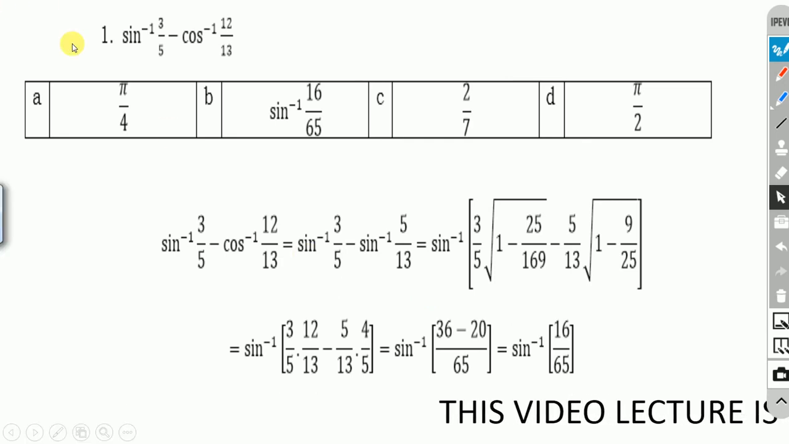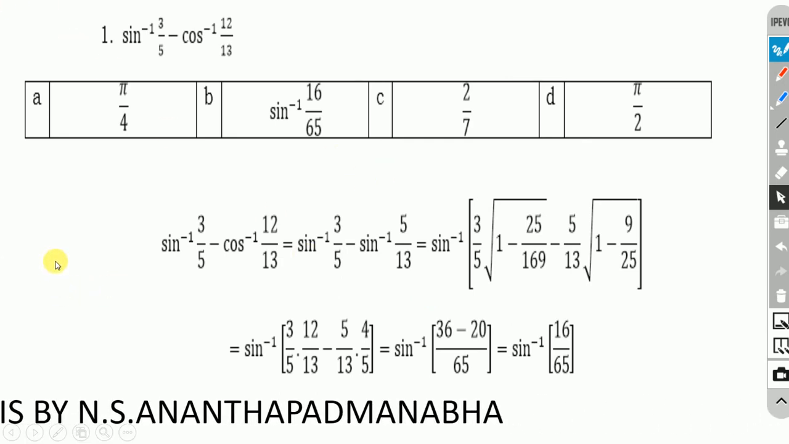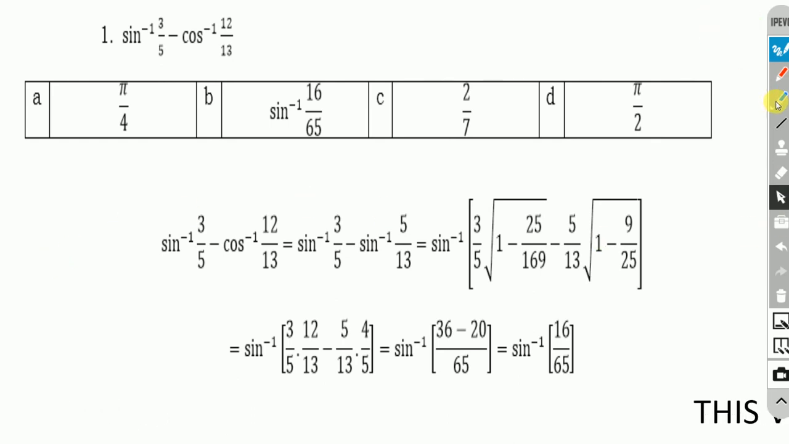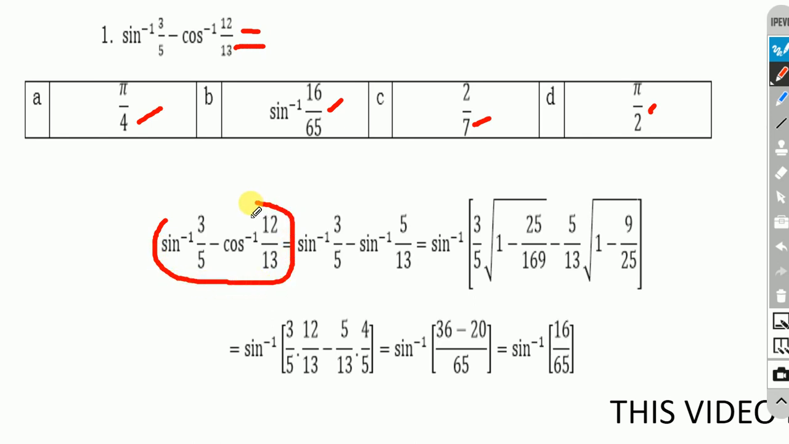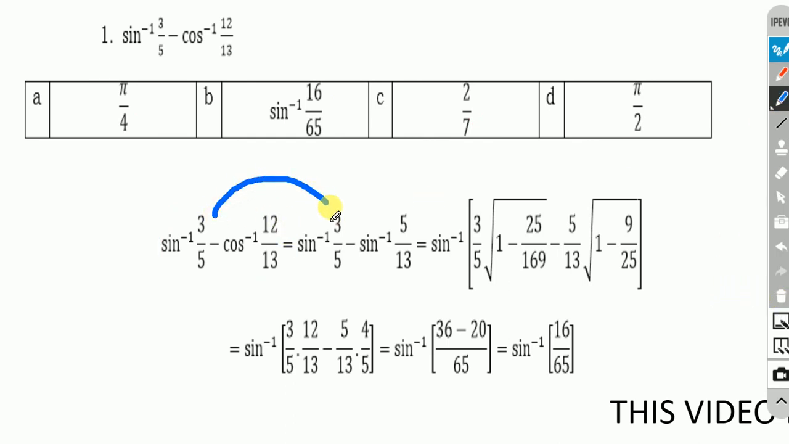Now let us discuss questions that appeared in a previous year Karnataka CET. Here, sin inverse of 3 by 5 minus cos inverse of 12 by 13 is equal to, and I have options pi by 4, sin inverse of 16 by 65, 2 by 7 and pi by 2. So I will consider the given expression, sin inverse of 3 by 5 minus cos inverse of 12 by 13, which is equal to sin inverse of 3 by 5 minus sin inverse of 5 by 13.